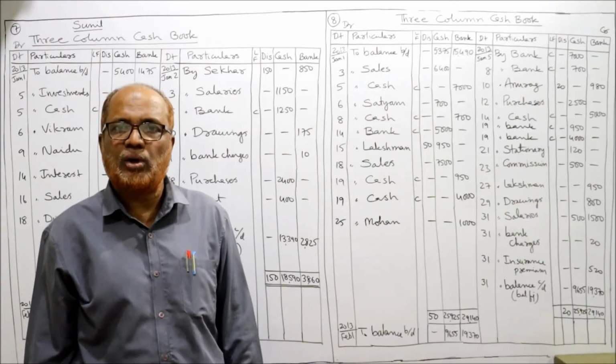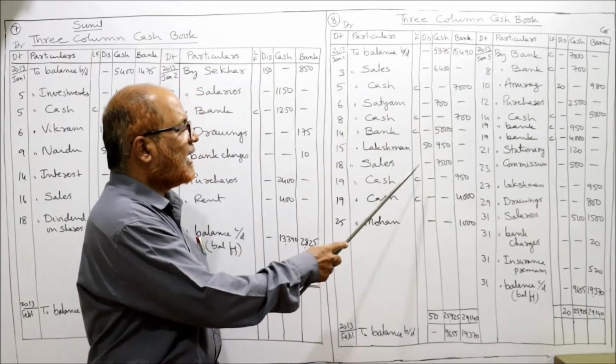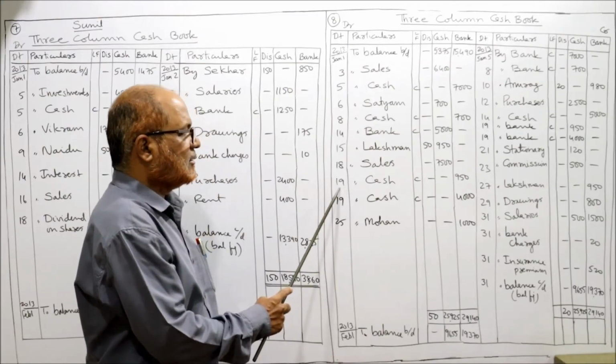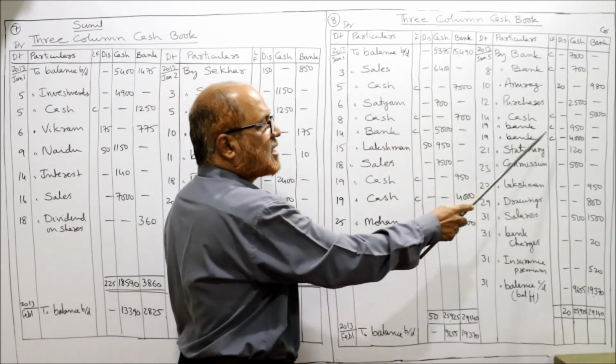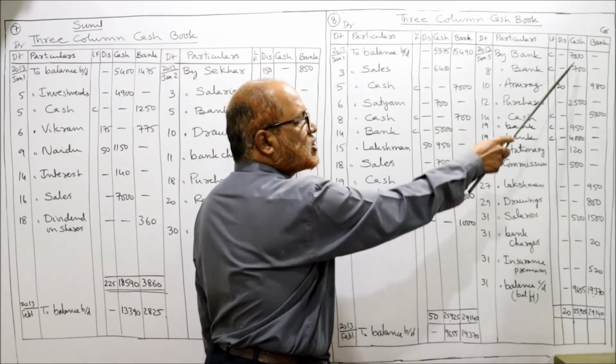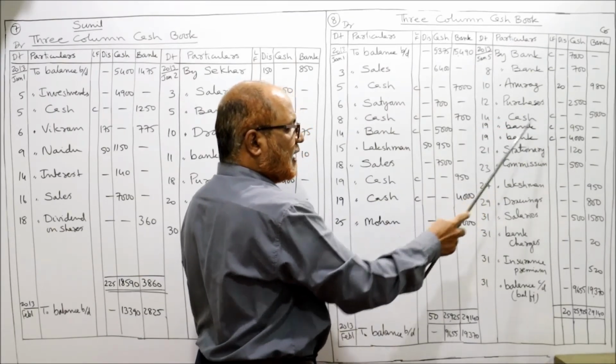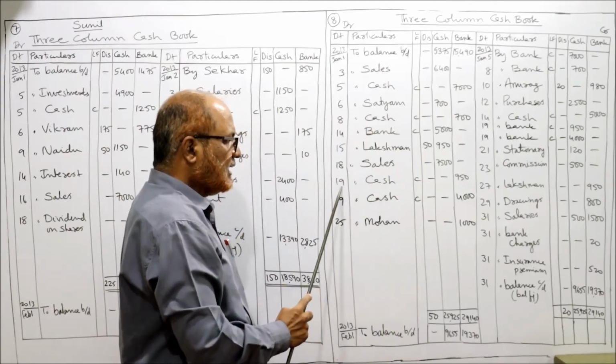Bank account data to cash. So 950 rupees bank debited. So here, see here, 19th. Bank is debited 950 and cash is credited 950. Cash column is credited 950. Contra, this 950 contra 19th date.